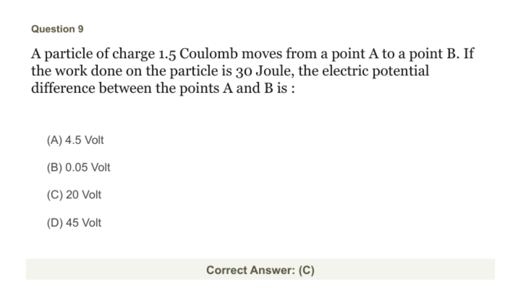Dividing 30 by 1.5 gives us 20 volts. This tells us that the potential difference between points A and B is 20 volts. And remember, the correct answer here is option C, 20 volts. This example really highlights how we can connect work, charge, and potential difference to solve problems in electrostatics.